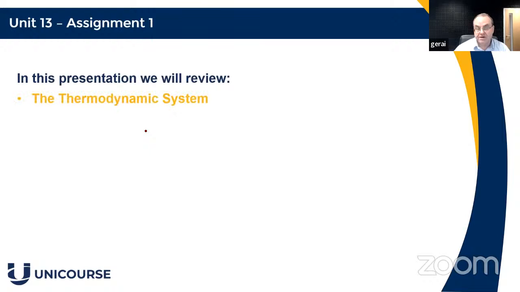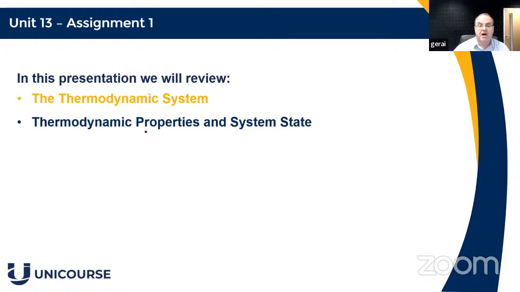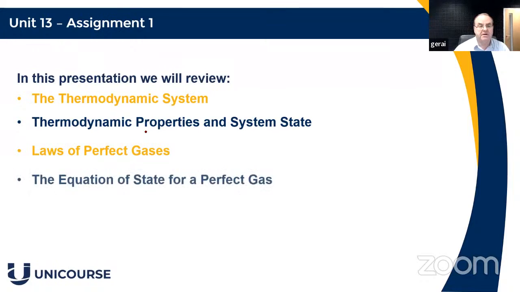Right, so what we're going to do, we're going to look, first of all, at what a thermodynamic system is. We'll then look at thermodynamic properties and the system state. We're going to refer to that quite a lot in thermodynamics, the state, the equation of state. We'll then look at the laws of a perfect gas. And then we'll look at the equation of state of a perfect gas. So going on from the properties, developing the state of a perfect gas, the equation of state. And then we'll look at gas processes, and that'll help you with tasks 4 and 5.